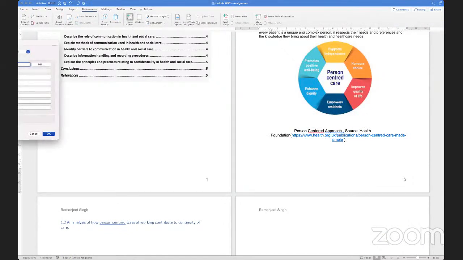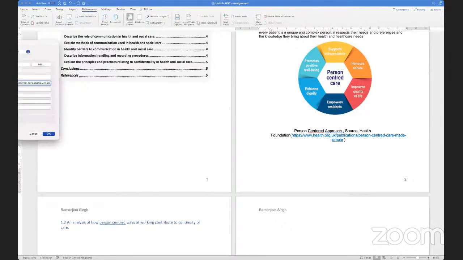Now this is something which I'm taking from a website. So the name of the author, which is given on the website, is what I would need to essentially take. So the author on the website is going to be the Health Foundation. Now, what is the name of the web page? The name of the web page is Person-Centered Care Made Simple.